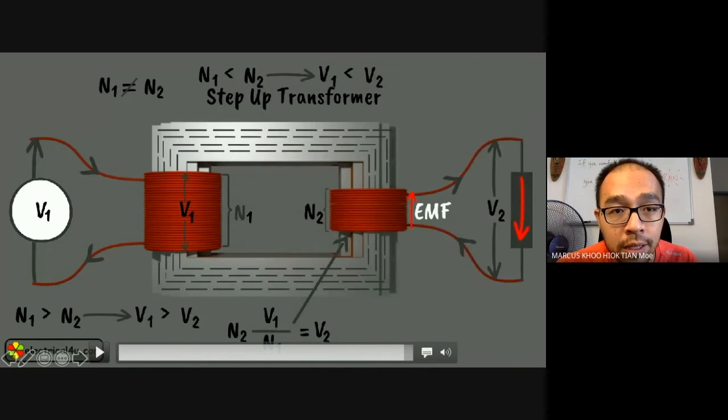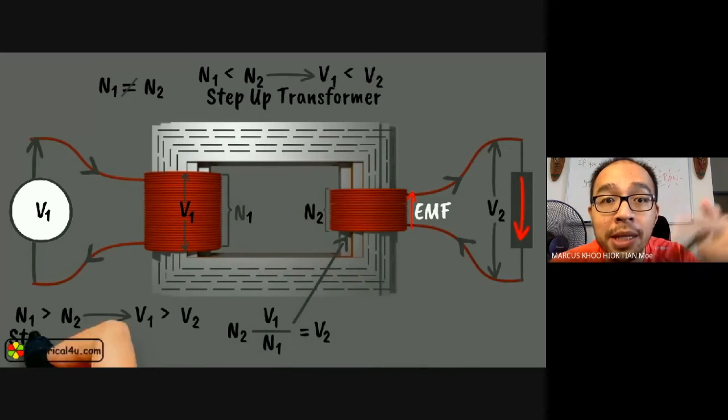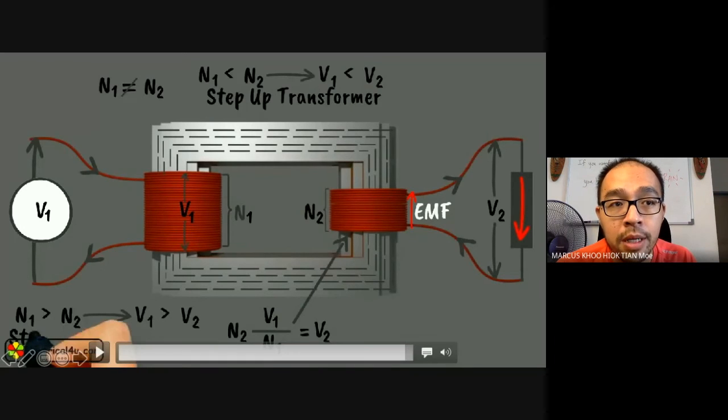So if the number of turns in the primary coil is bigger than the number of turns in the secondary coil, we call this a step down transformer. Because what is going to happen is here the voltage is going to be less. This is very easy to remember. Kalau kamu punya lilitan sikit, maksudnya voltan kamu akan sikit. Kalau kamu punya lilitan banyak, kamu punya voltan akan banyak. Jadi if the primary coil is more than the secondary coil, then you know that the secondary coil is going to have less voltage than the primary coil.